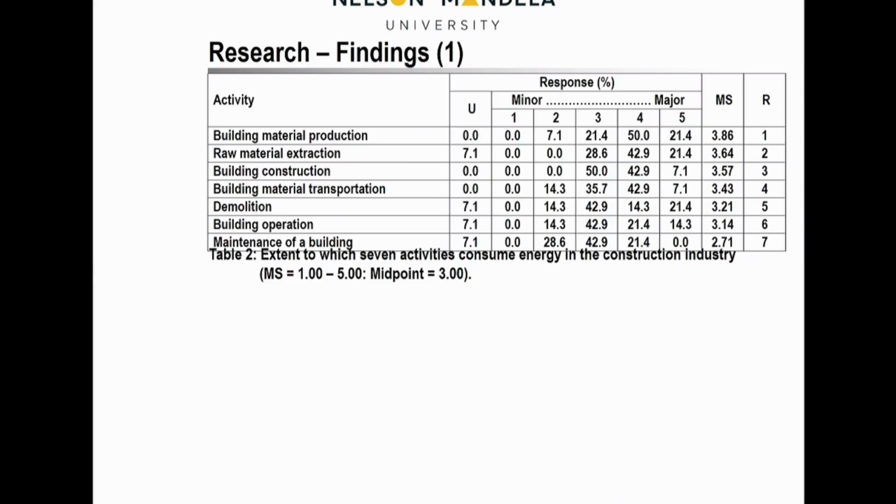Now, with respect to the extent to which construction activities consume energy in the construction industry, it is evident from Table 2 that the top rank factors include building material production, raw material extraction, and building construction. Looking at the mean scores, they are greater than 3, and it implies that respondents' concurrence is deemed to be between some extent to a near major extent.